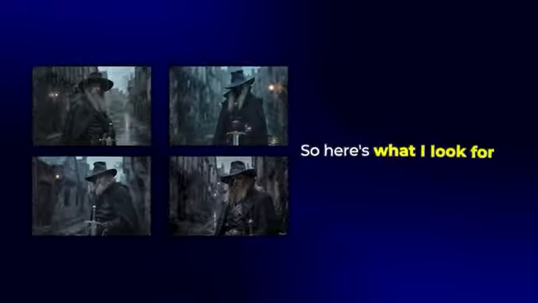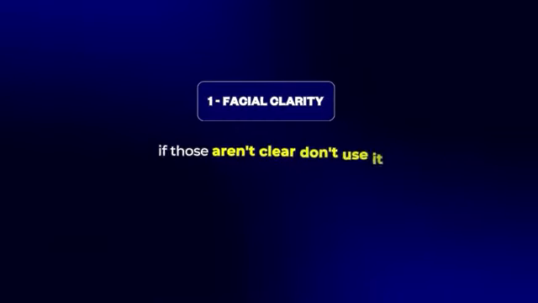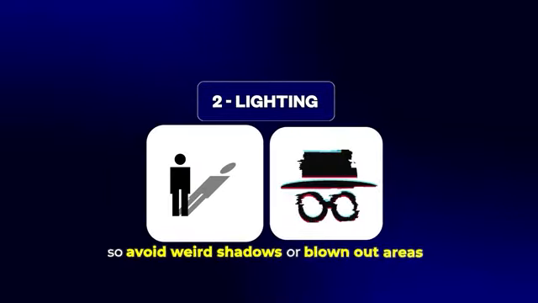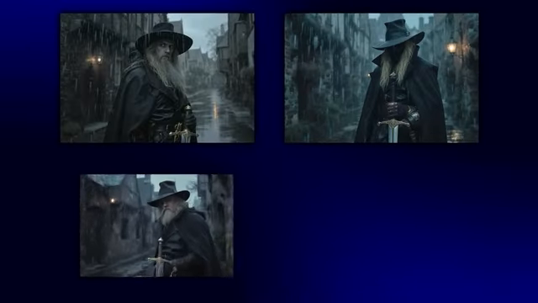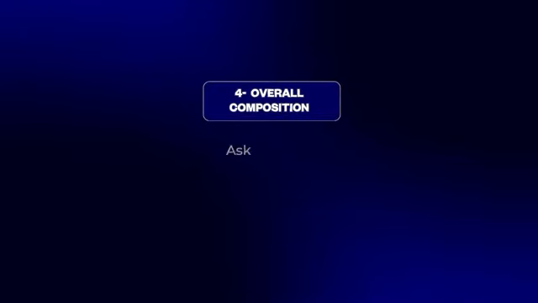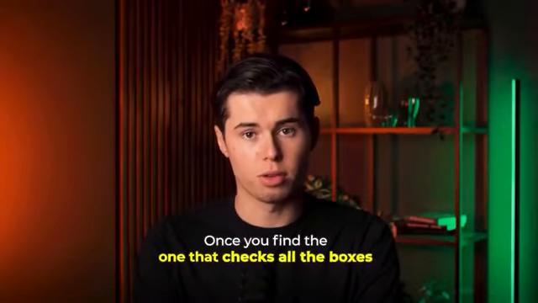So here's what I look for. First, facial clarity, the eyes and mouth especially. And if those aren't clear, don't use it. Second, lighting. You want the scene to feel consistent and cinematic, so avoid weird shadows or blown out areas. Third, the character's features. Make sure they match your vision. If Frederick suddenly has short hair or no sword, I skip it. And last, overall composition. Ask yourself, could this frame be part of a movie? If the answer is yes, that's your winner. Once you find the one that checks all the boxes, hit download.